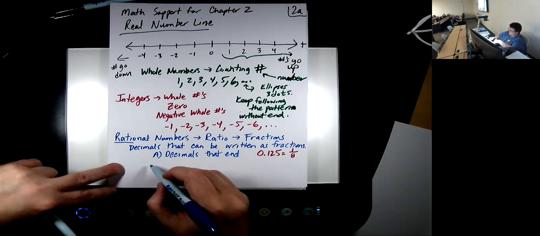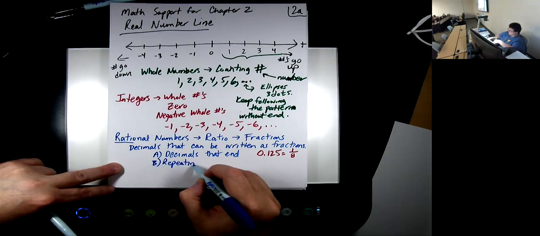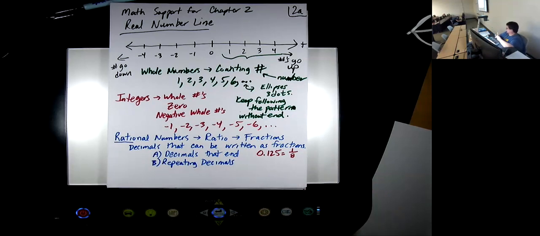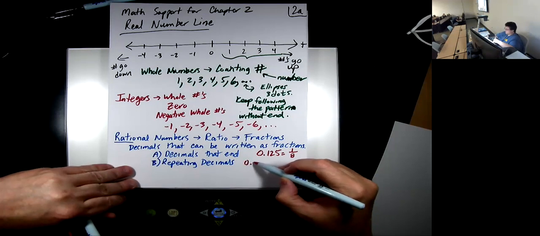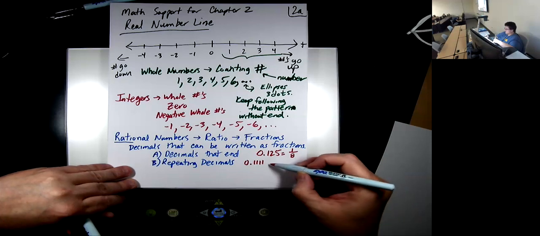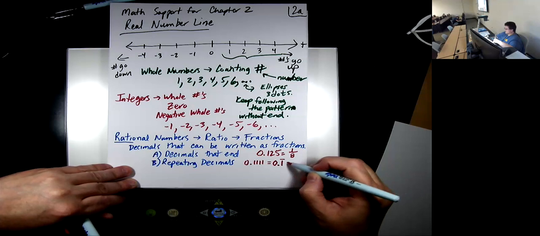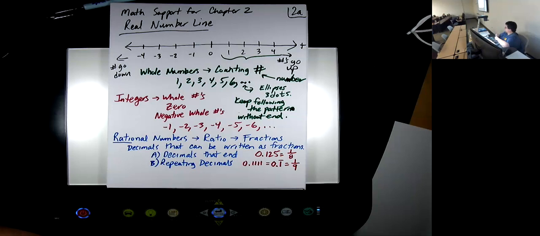This includes repeating decimals. 0.1111 and the ones keep going. One way we write that is 0.1 with a bar over it, and that's actually 1/9. I think I need to slow down. I'm going a little faster, aren't I? Tell me if I'm going fast.